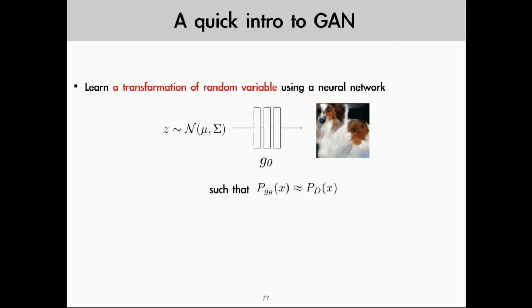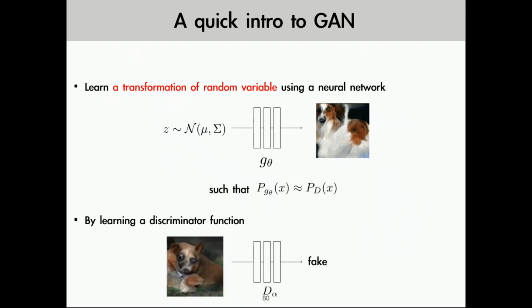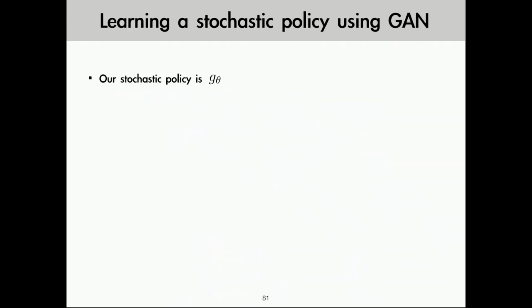And it does so by learning a discriminator function. After seeing a value of x, the discriminator tells you whether x is real, which means that it's coming from the distribution p_D, or fake, which means that it's generated by the generator G. So if G successfully generates a realistic image of a dog, the discriminator says, oh, that's a real image of a dog. But if G fails to generate an image of a dog, then the discriminator is going to be able to tell that it's a fake.